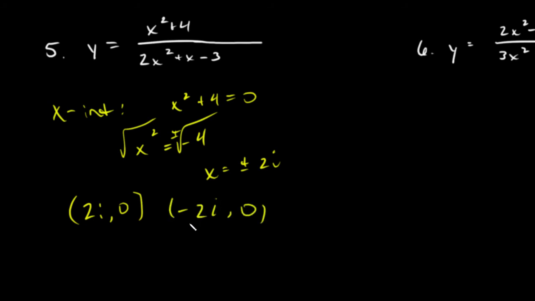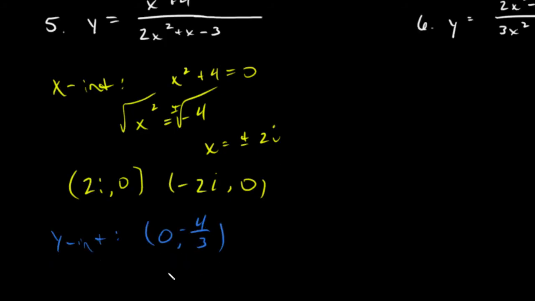That's pretty cool. Then y-intercepts, you're going to plug in 0 for x, and you get 4 over negative 3. So it's (0, 4 over negative 3). And then your vertical asymptotes. That's where you set the denominator equal to 0 and solve.